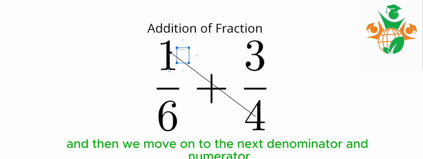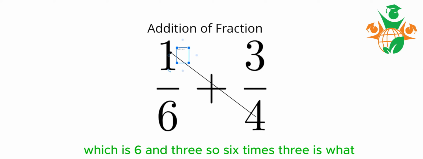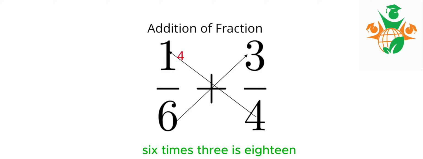We're adding 1 over 6 plus 3 over 4. So follow the arrow. We have 1 merging to 4. That is 1 times 4. 1 times 4 is what? 4. That's great. 1 times 4 is 4. And then we move on to the next denominator and numerator, which is 6 and 3. So 6 times 3 is what? 6 times 3 is 18. Yes, 6 times 3 is 18.